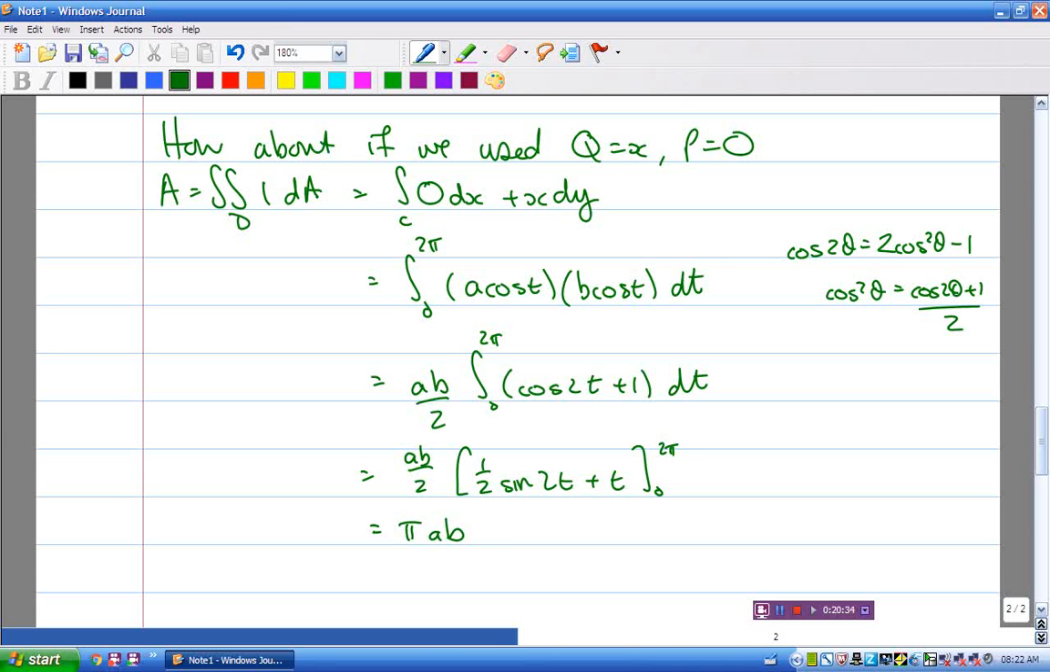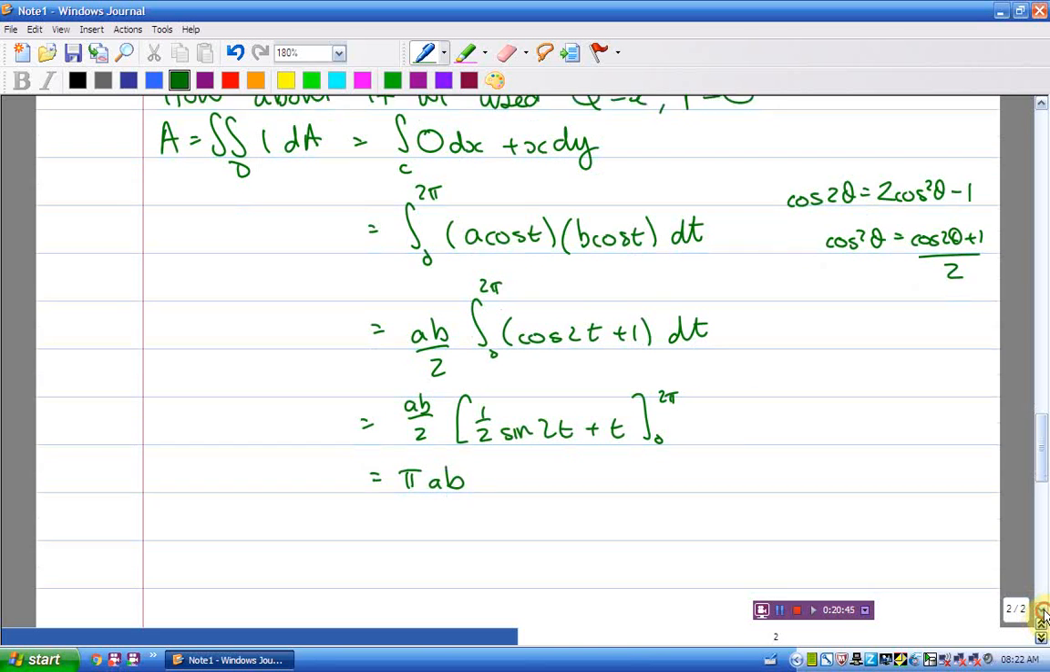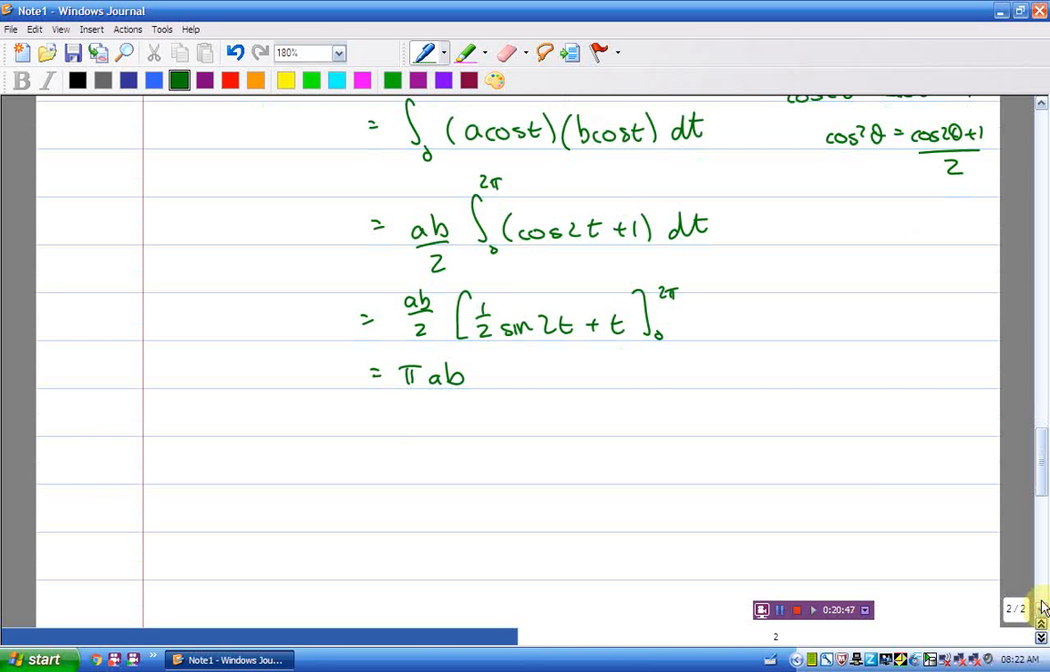Everybody happy? Of course you're happy. You give it a go. Try number 36, which is basically the same. It's just I've given you numbers for a and b. But see if you can do it. Think, okay, what if I get this in the exam? How would I do it? Would I get it right? So you try 36, and the answer should be 12 pi.